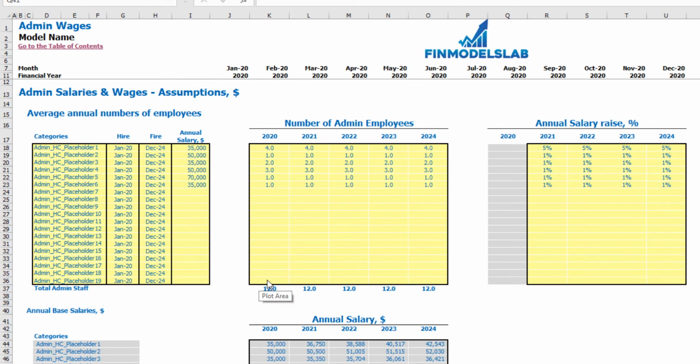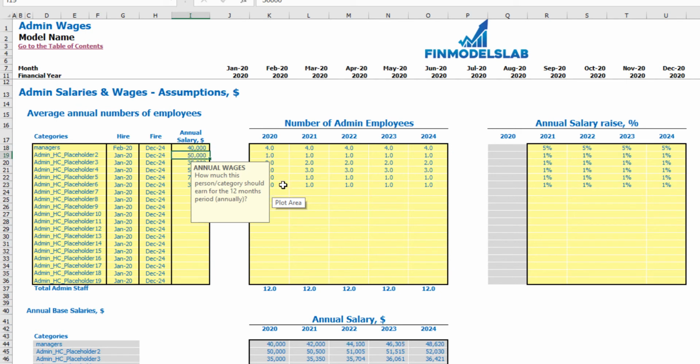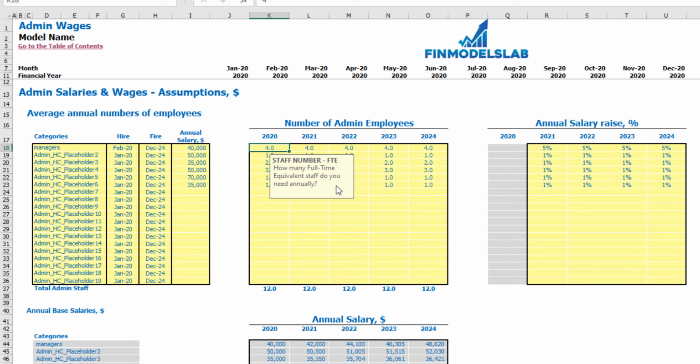On the admin wages tab, you can set up to 19 categories for your admin staff. Let me show you how it works. For example, managers. This hire date starting, for example, from February 20 till the end of the model. You can adjust annual salary per one headcount. It can be, for example, $40,000. Then you should input number of admin employees. Let's pretend in the 2020 it will be 1, then 2, 3, 4, and 5.